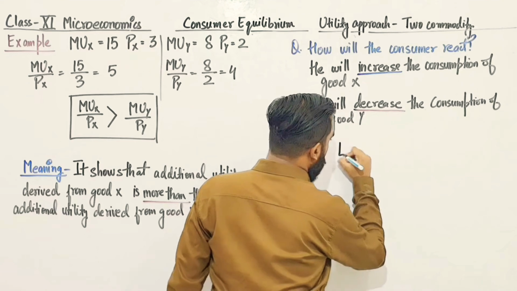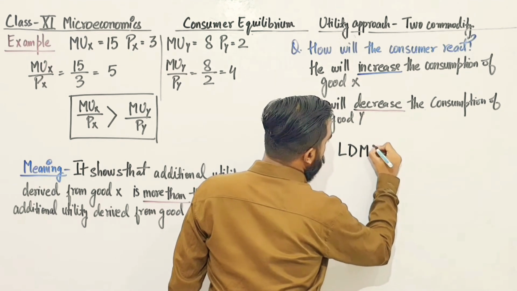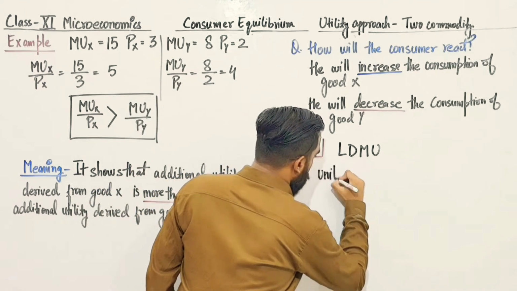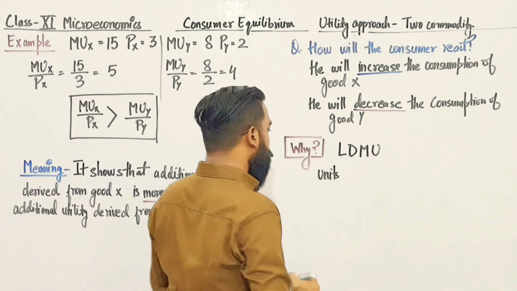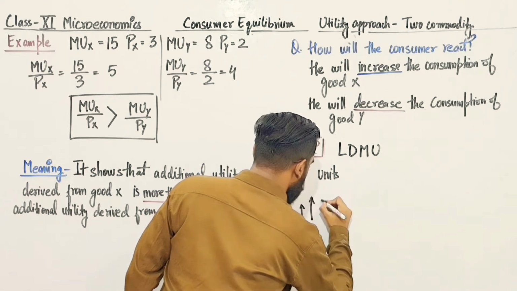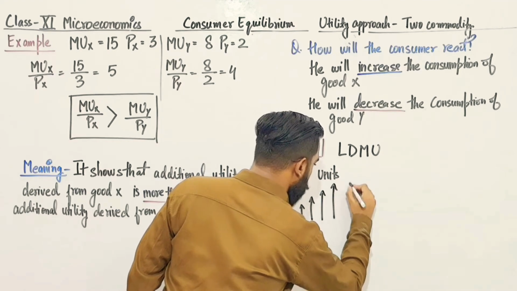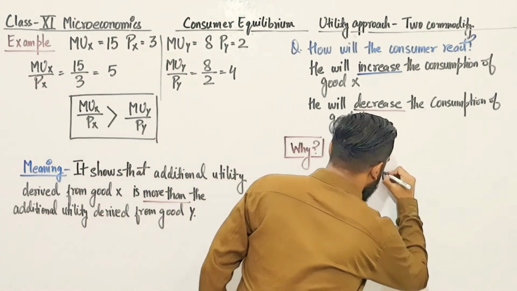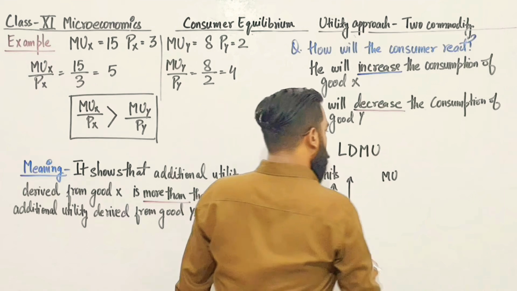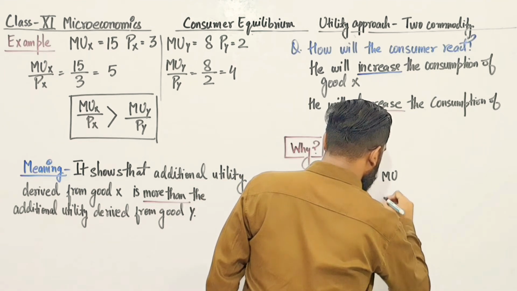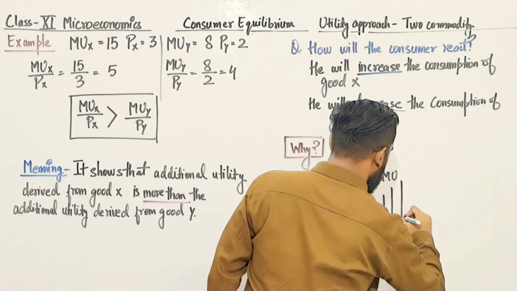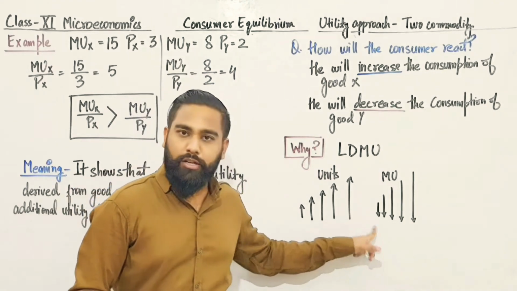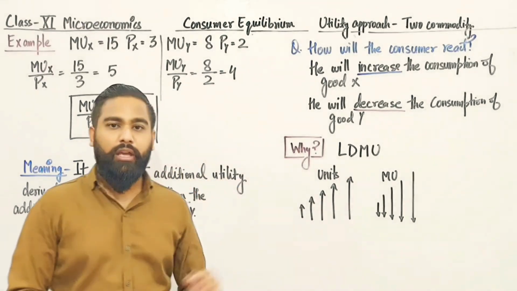Because as we all know, the law of diminishing marginal utility. Under this, you all know that if we continue to increase the units of a commodity, then the marginal utility of that commodity is going to decrease. Again and again, that's going to decrease.